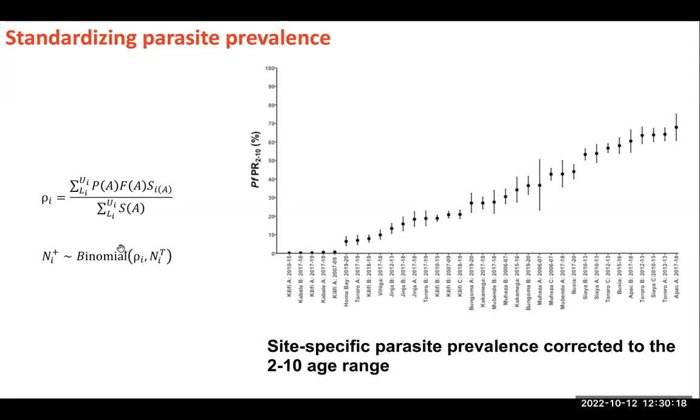And what this gave us was an age standardized value of parasite prevalence for each survey, for which the uncertainty in sample size was also taken into account. So this graph shows you the range of age standardized parasite prevalence, which is on the y-axis, and on the x-axis, again, we have the sites. And this ranges from a negligible prevalence of less than 1% in Kilifi and Kabale, through to the high transmission sites of greater than 60% in Siaya, Tororo, and Apache.